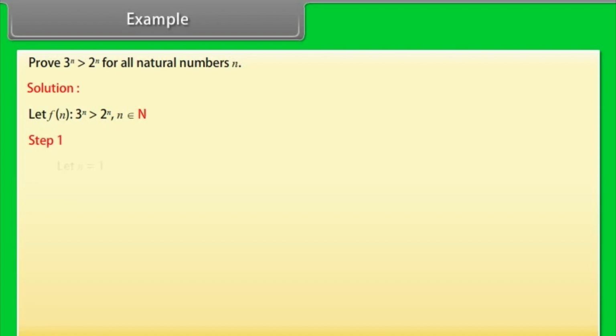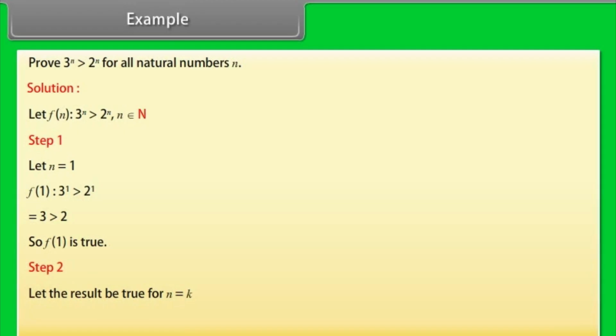Step 1. Let n = 1. f(1): 3^1 > 2^1, that is, 3 is greater than 2. So, f(1) is true. Step 2. Let the result be true for n = k. So, f(k): 3^k > 2^k.